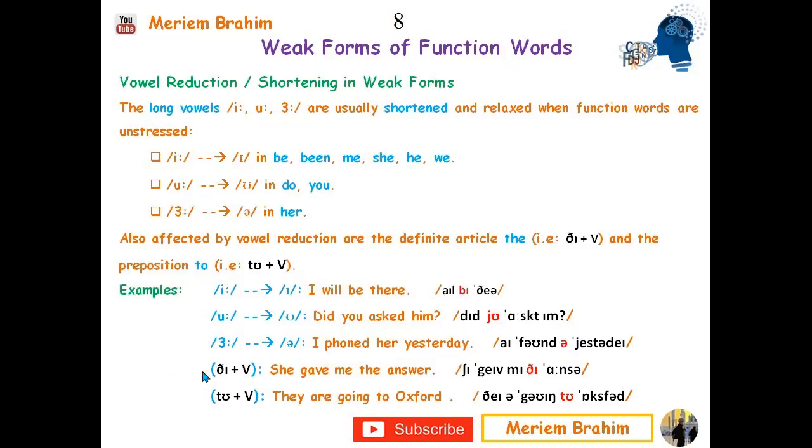And another example of the definite article the, when it is followed by a vowel, for example, she gave me the answer. And for the preposition to, it becomes short u plus a vowel. They're going to Oxford. Short u followed by a vowel, to Oxford. Okay, so here we have finished the lesson.